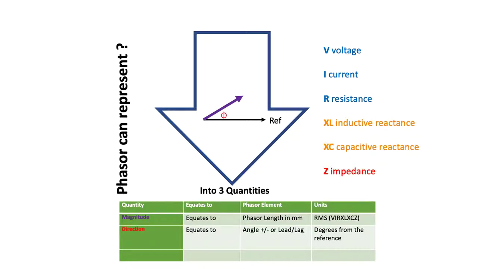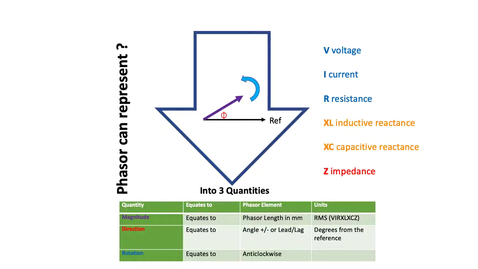The next is the direction. The direction equates to the angle plus or minus, or we may use the word lead or lag, so many degrees from the reference. Angle does not work in isolation. It must work in reference to the reference. So is it leading or lagging the reference? Or is it plus degrees above the reference? Or is it minus degrees below the reference? So direction is our second quantity.